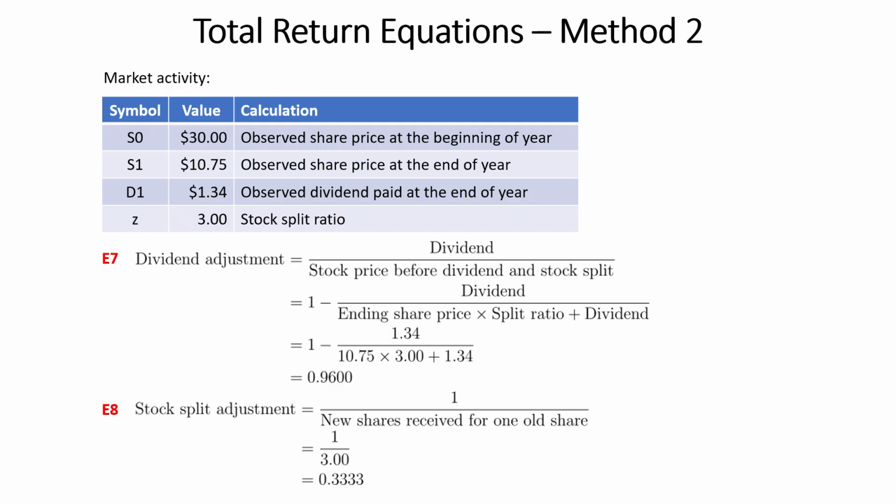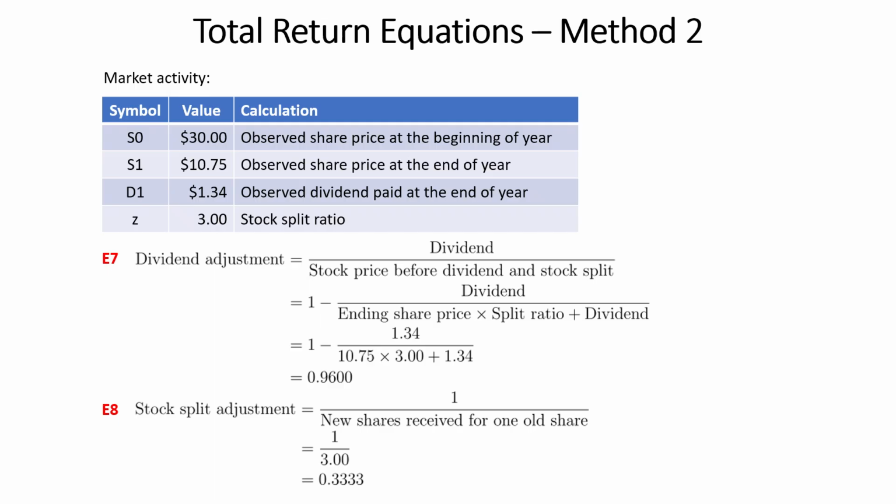Because in method 1, we needed stock price at the beginning of the year, stock price at the end of the year, dividend yield, stock split ratio, all those variables. But with method 2, all we need is that one time series of adjusted share prices, and that'll give us everything we need to calculate total return. And that's why method 2 is the easy way.